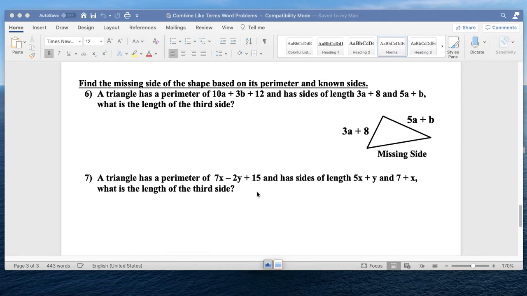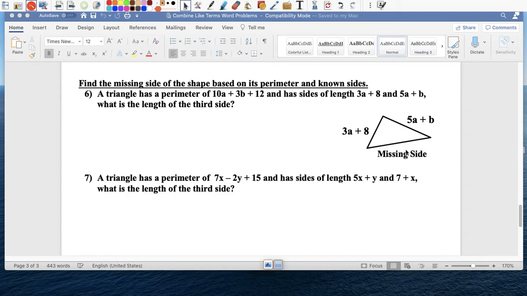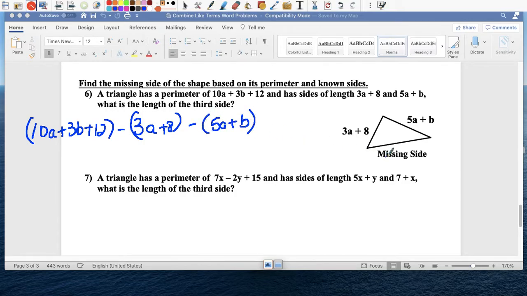Okay, so in this one you're given the perimeter, right? And you want the missing side. So the total perimeter is 10a plus 3b plus 12. From the total perimeter you're going to subtract this side, in parentheses, and you're going to subtract also the other side. And whatever is left over is the value of the missing side. So 10a plus 3b plus 12 minus 3a minus 8 minus 5a minus b.